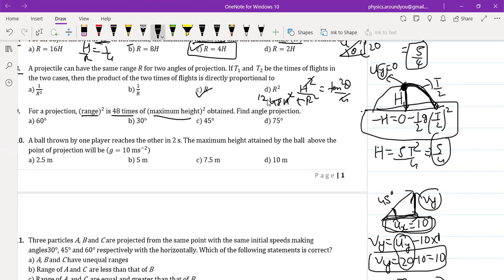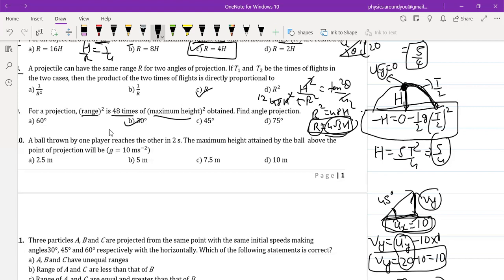Or if you want to find it the traditional way, they have given R square equal to 48 times H square. You take root on both sides. R is equal to root of 48, and root of 48 is 4 root 3, so R becomes 4 root 3 times H. Then H by R becomes 1 by 4 root 3. And that is exactly the first question which we did, where the range was 4 root 3 times the maximum height. Remember the very first question in our discussion. So it should be 30 degrees. So you see the same question has been repeated twice, but the wordings have been different.